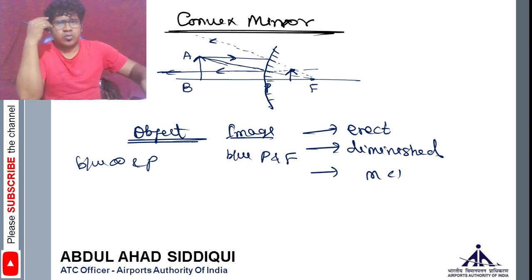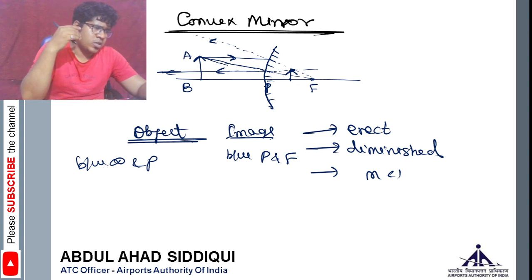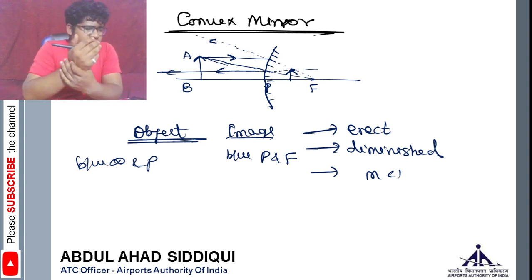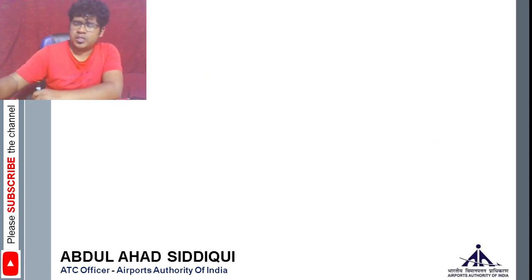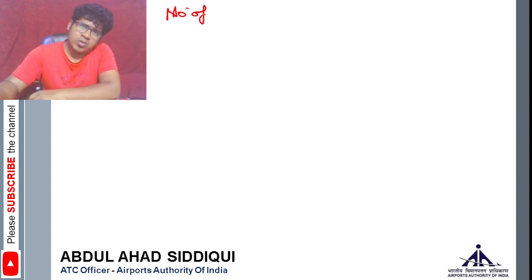In today's class I'll be discussing only the mirror. In the next class we'll be discussing ray optics, right? So here there is one very important thing, the number of images. First let me discuss the number of images, then I will discuss the mirror formula. So the number of images concept is there.